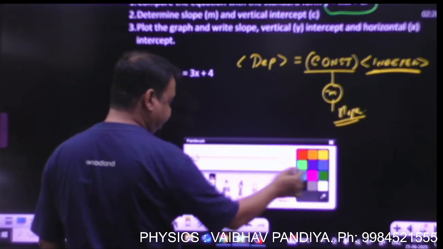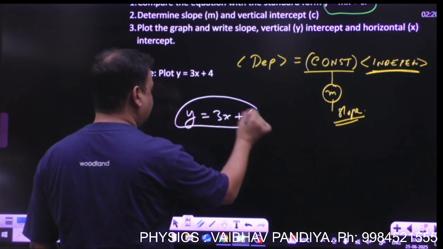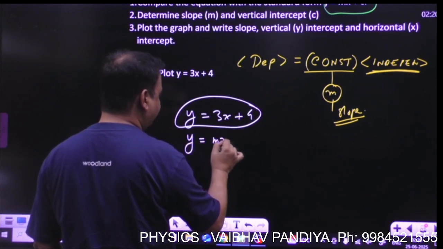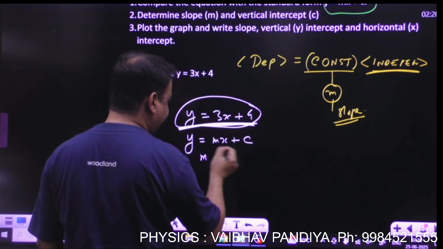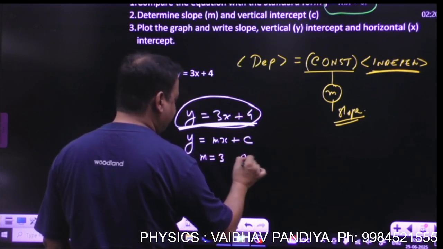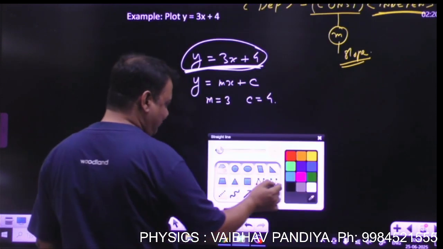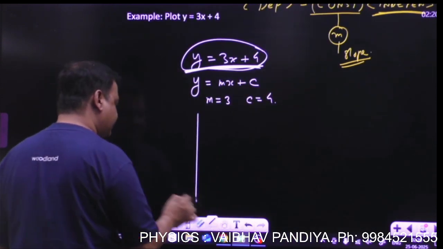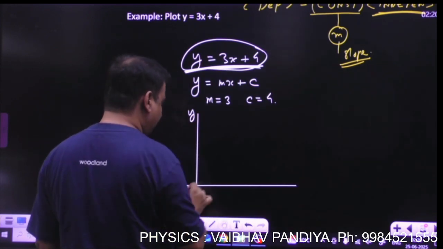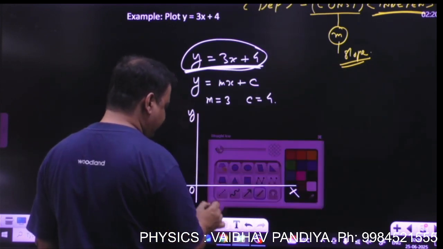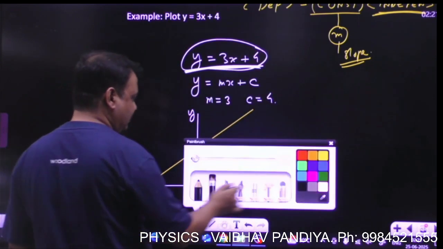You can plot the graph. We have to plot y is equal to 3x plus 4. Got it? So if you compare it with the standard form y is equal to mx plus c, of course you can see it's a linear relation, so graph will be a straight line. So m is coming to be 3 and c is coming to be 4. So we will have positive slope as well as positive intercept, correct? Positive slope means the graph will go upward, and positive intercept means it will cross the y-axis above the origin. So the graph will be like this.